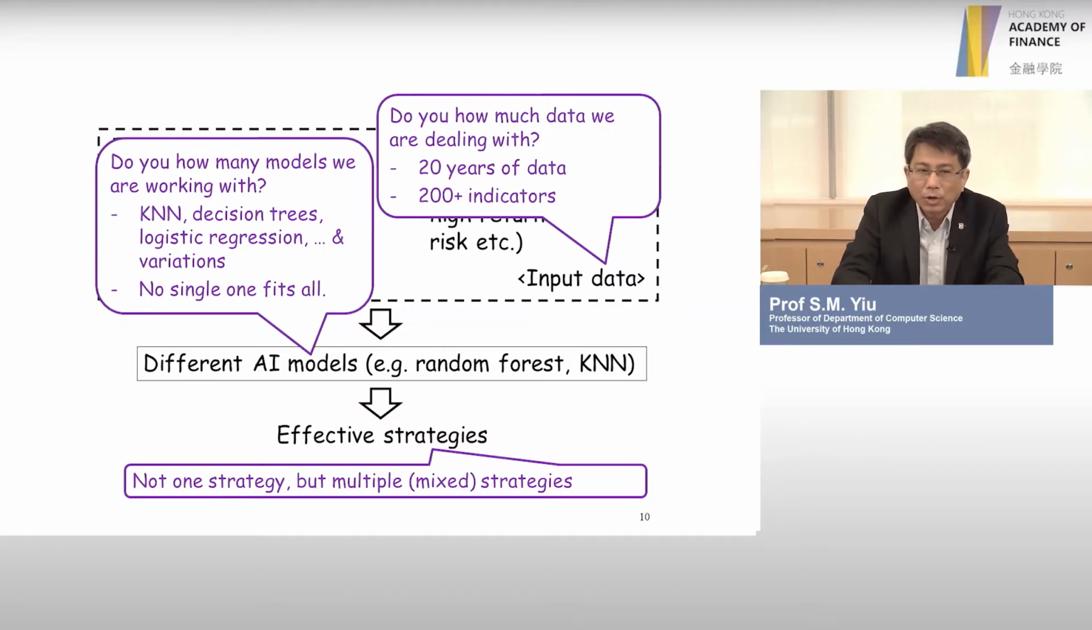Now, on the other hand, once you get the data ready, and if you know AI, you know how many models there are. Okay, in fact, a lot. We will try to look at different models like KNN, decision tree, logistic regression, and moreover, there are variations on each type of model. And you know that there won't be a single one that can fit all situations, okay? And finally, as I mentioned, if you are talking about an effective strategy, sometimes we need to mix models in order to come up with a very effective strategy to get a higher return, okay? So in other words, there's no one strategy that can fit all cases, okay?